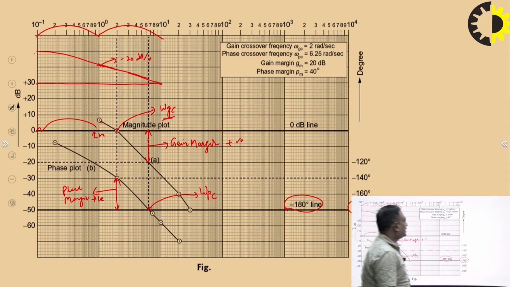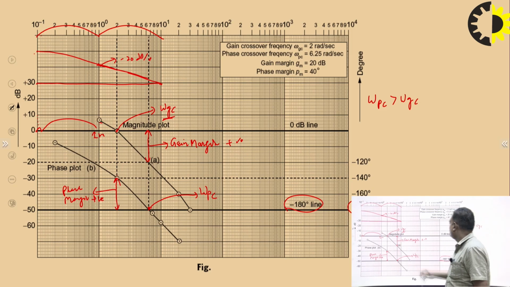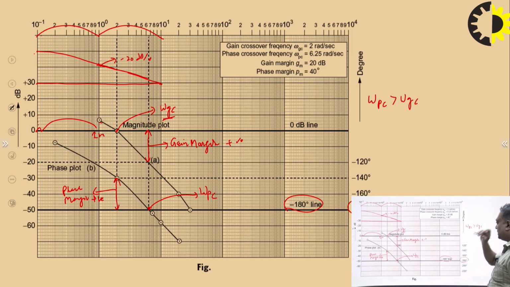And the stability condition is the condition wherein omega PC will be greater than omega GC. You can see in this case. And another thing is that gain margin and phase margin, both positive.